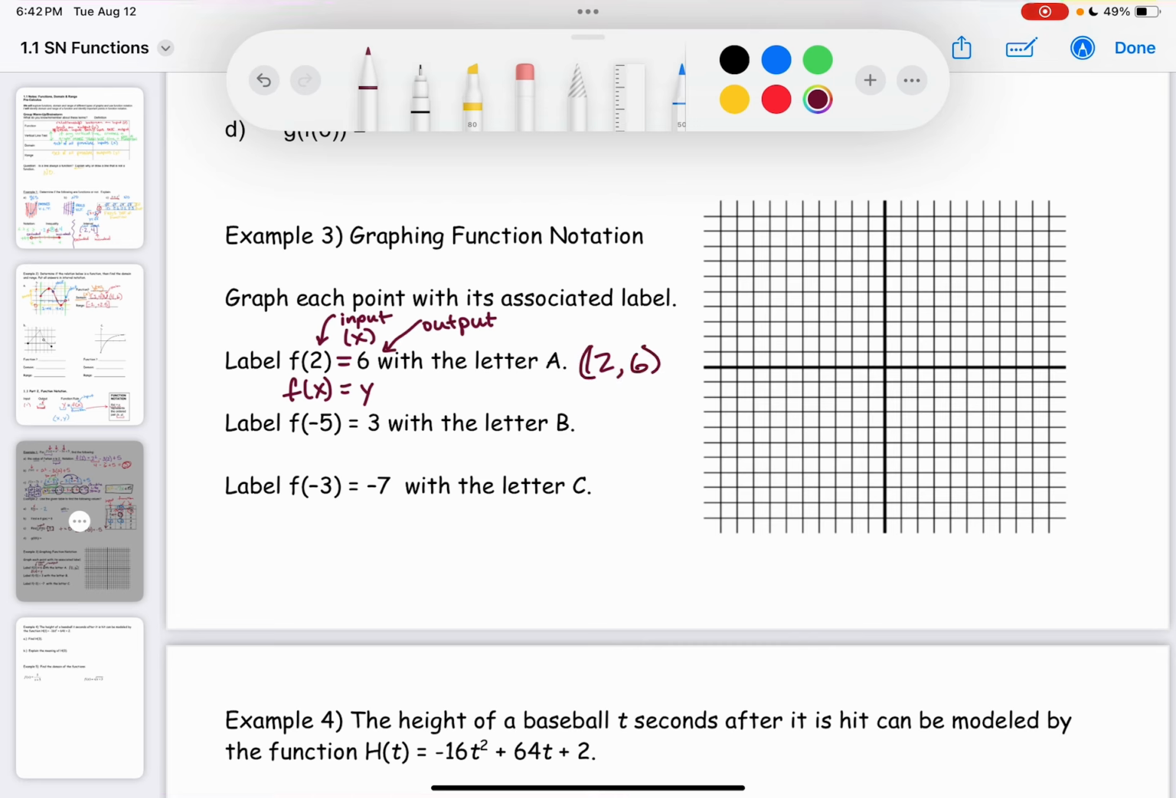So what this is saying is if I put in a 2, I get out a 6. And if you remember, we said that that is an XY pair. So when you put in a 2, you get out a 6, you would go graph that. I go 1, 2, 1, 2, 3, 4, 5, 6. That is the point A. Mark it with the letter A. I'll let you do B and C.